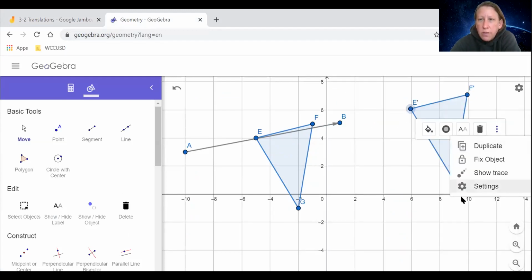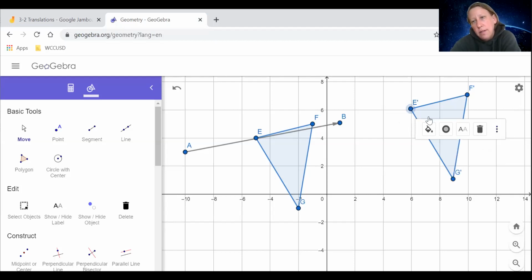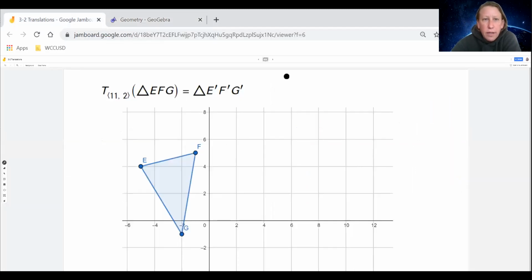So this program's a little different. The calculus teacher really likes this program. Okay, let's go back and just see what it is.